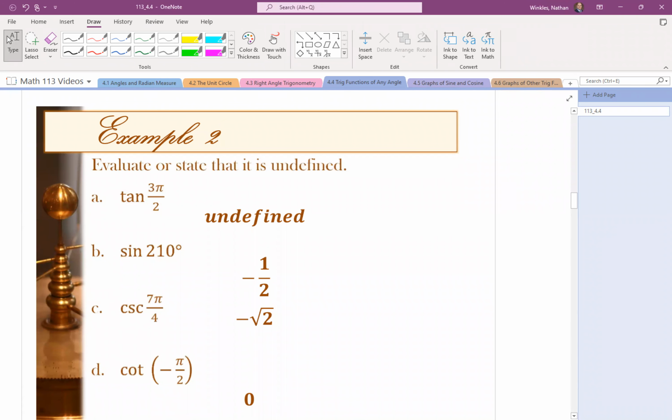So we're given some of these. These are already answered for us here. So tangent of 3 pi over 2. Tangent is sine over cosine, so that's my y over x. But in this case, that's going to give me negative 1 over 0, which gives us undefined.